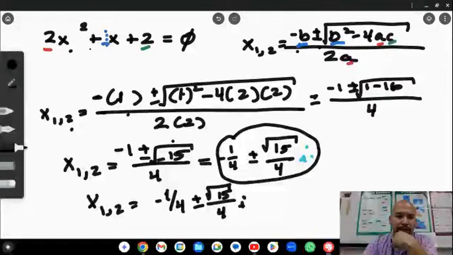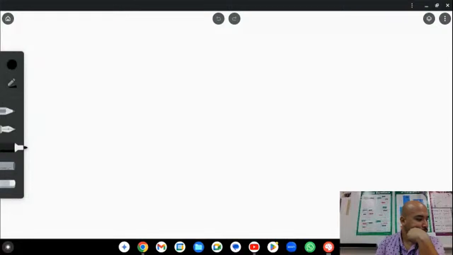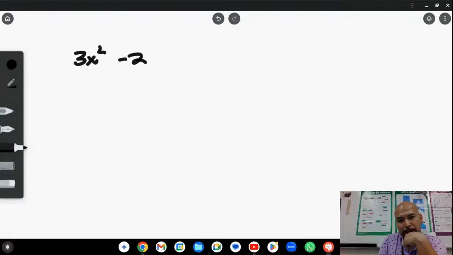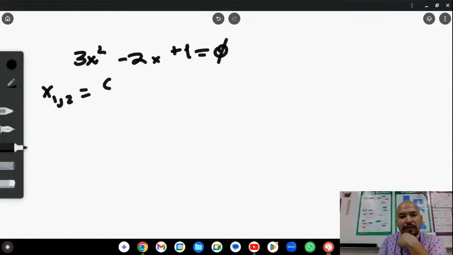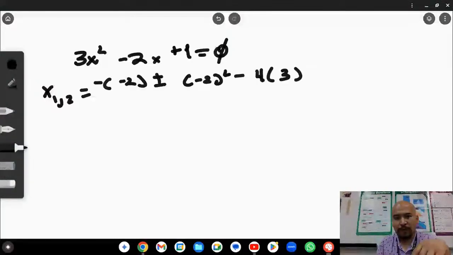Let me just do one more before I let you guys go. So let me do this one. 3x squared minus 2x plus 1. So again, x of 1 and 2, open parentheses with a negative in front of it. I'm going to use plus and minus, negative 2 squared plus and minus. Oops, that was not correct. Minus 4, 3, 1. And just make sure you take the square root.